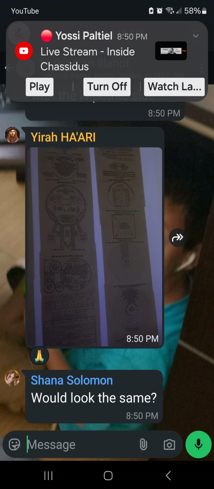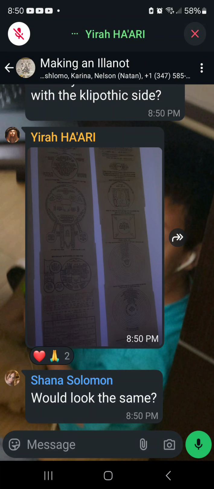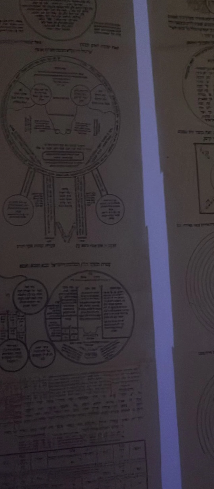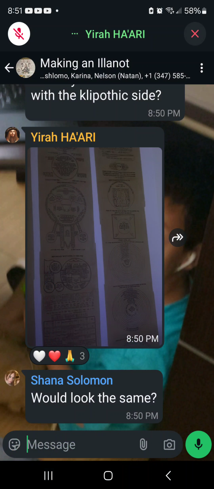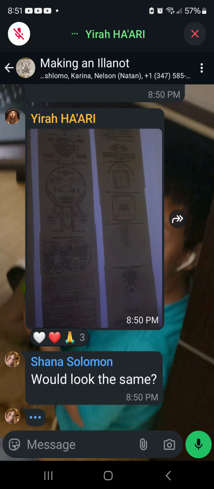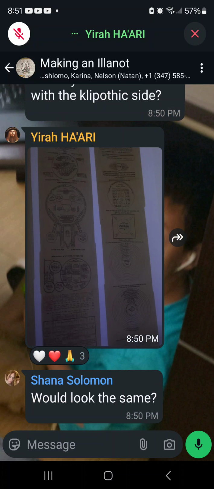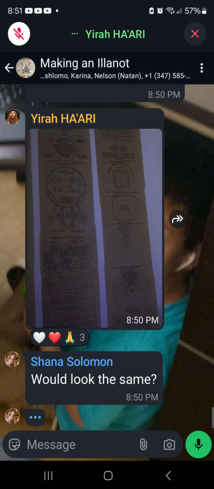Has anyone made an Ilan with the Klipothic side? So I have an esoteric Ilan that has the Klipothic side. The answer to that is yes. Has it ever been shown to the Western world? No. I've been very privileged to have access to sefarim that are only in manuscript form, passed down from master to teacher. For example, I have access to Tikkun HaChoshek, which the Western world doesn't even know about.